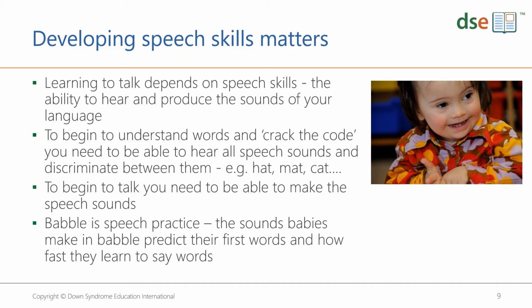And then, of course, it matters to be able to make the sounds to talk. And research shows that children's babble is speech practice. Children babble the sounds they hear in the language around them. Research shows also that by 8-9 months of age, in typical development, the sounds that babies babble predict the first words they will say. The sounds they can make predict words they will try and predict how fast they learn to say words. Okay, so speech and speech discrimination matter.